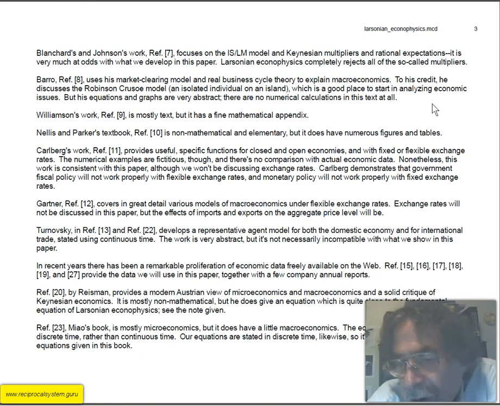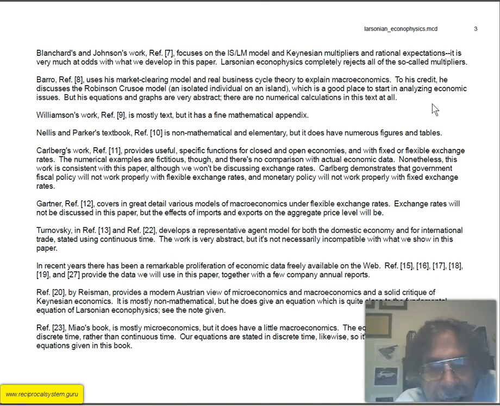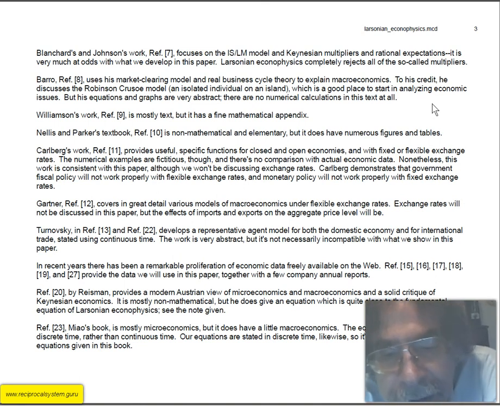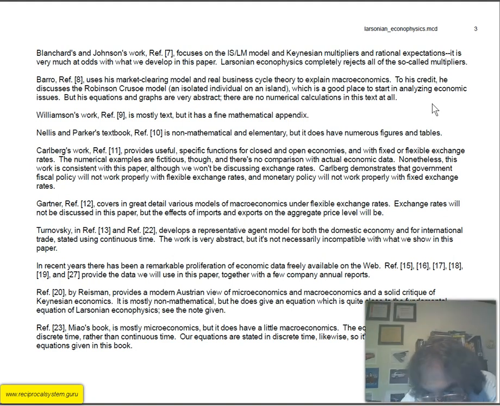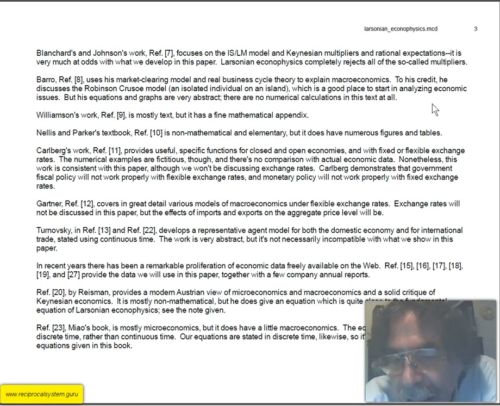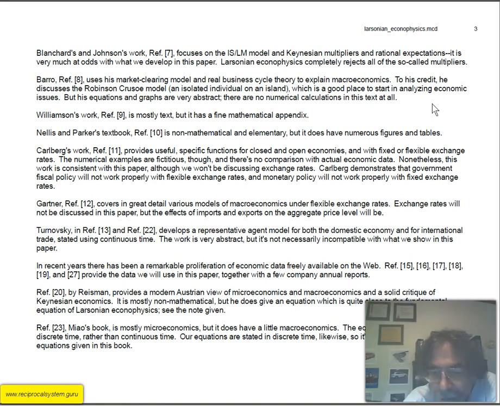In recent years, there has been a remarkable proliferation of economic data freely available on the web. References 15, 16, 17, 18, 19, and 27 provide the data we will use in this paper, together with a few company annual reports. Reference 20 by Reisman provides a modern Austrian view of microeconomics and macroeconomics and a solid critique of Keynesian economics. It is mostly non-mathematical, but he does give an equation which is quite close to the fundamental equation of Larsonian Econophysics, and see the note in the reference given. So that's quite interesting. So Reisman came pretty close. Reisman or Reisman, I'm not sure how it's pronounced.